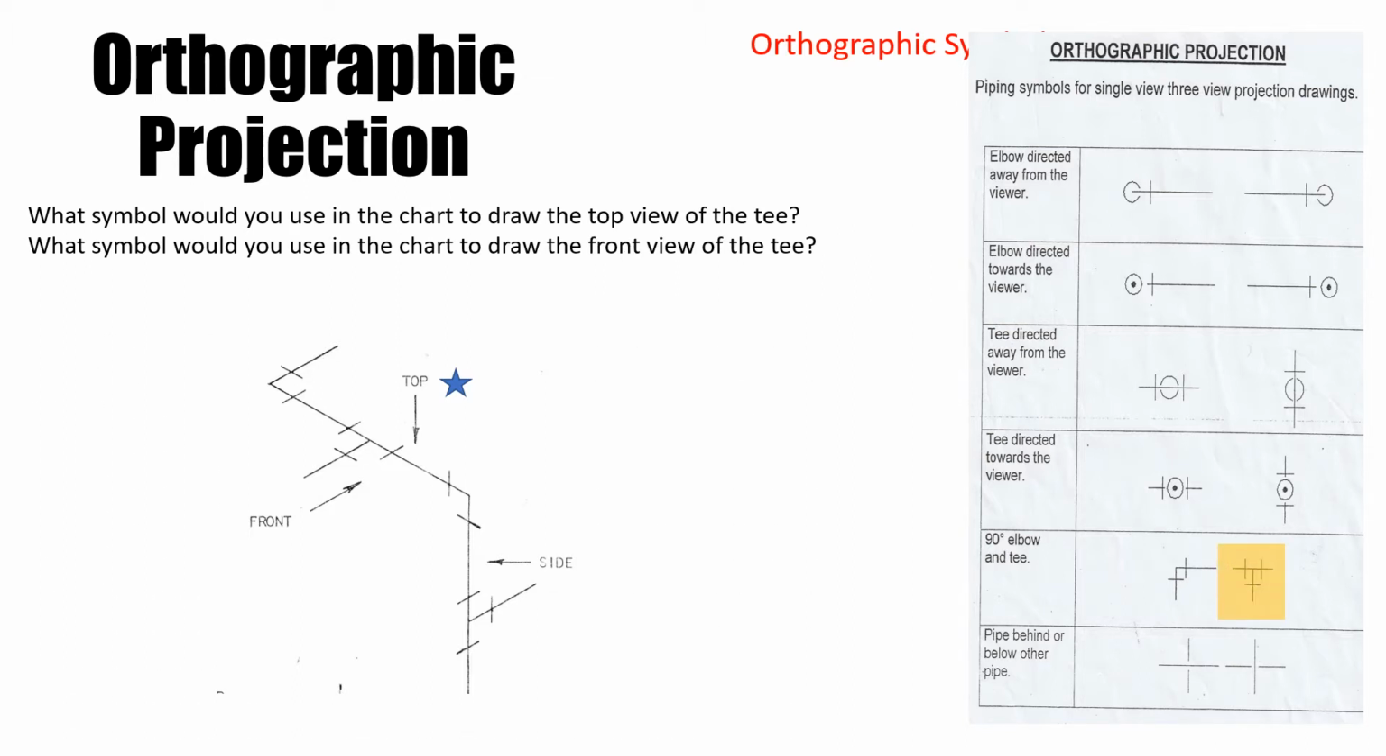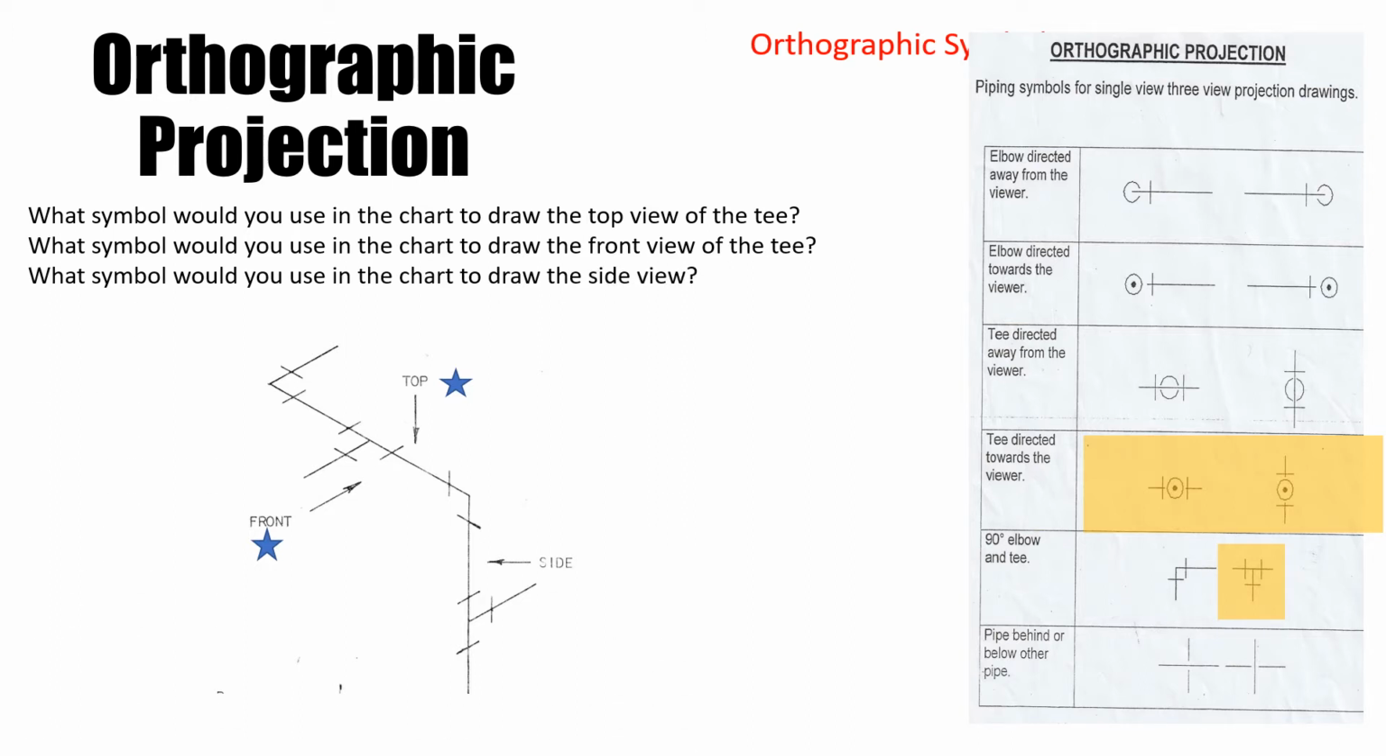What symbol would you use in the chart to draw the front view of the T? So now you're standing here looking into this T. So is it coming towards me? Is it going away from me? Or is it flat to me? And there's your answer. It's coming towards you. So it's going to have a dot in the center of it.